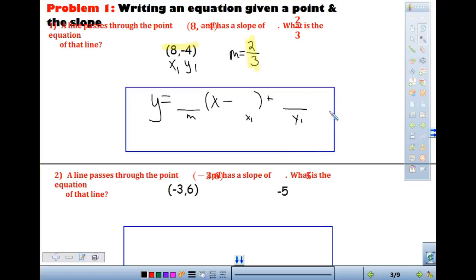When you start your homework, at the top you want to start with this form. So what is my answer going to look like? My answer would be y equals 2/3 times x minus, what's my x point? 8, plus my y-coordinate, which is negative 4. Now, if you don't like putting plus a negative 4 and you prefer to just have a minus 4, you're done. That is the equation for the line through that point. That's simple. Not bad, right?